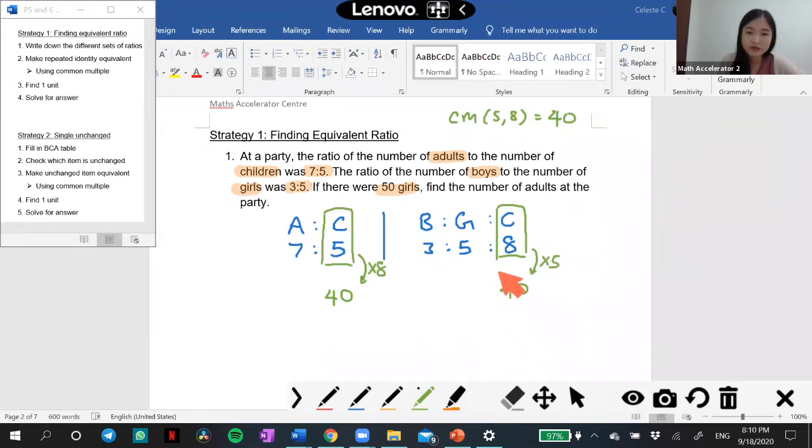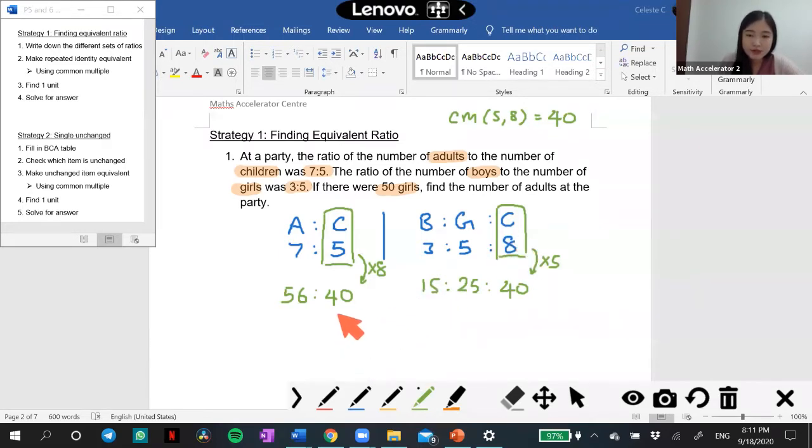Correct. If you times 5 here, you have to times 5 throughout for the entire set of the ratio. So 5 times 5, 25. 3 times 5, 15. Same thing for this side of the ratio. 7 times 8, you will get 56. How to get 8 for the children? Children is boys and girls, so 3 + 5, you can get 8 here. Okay?